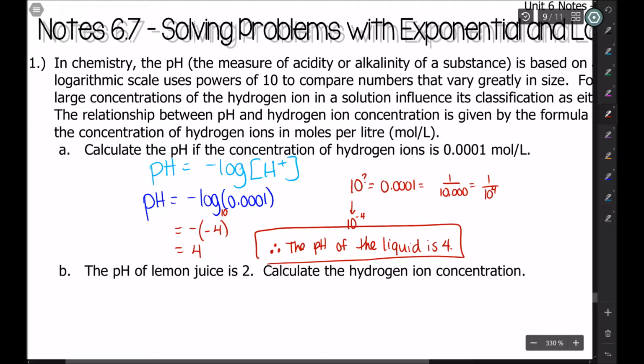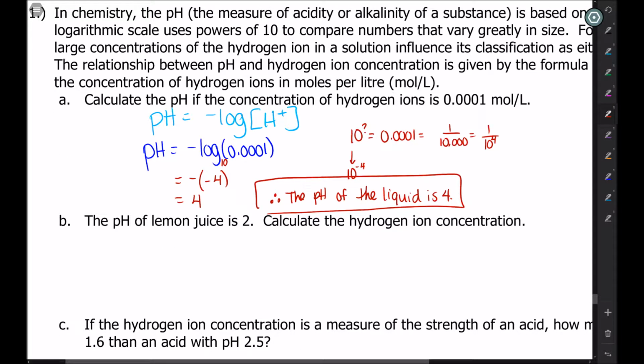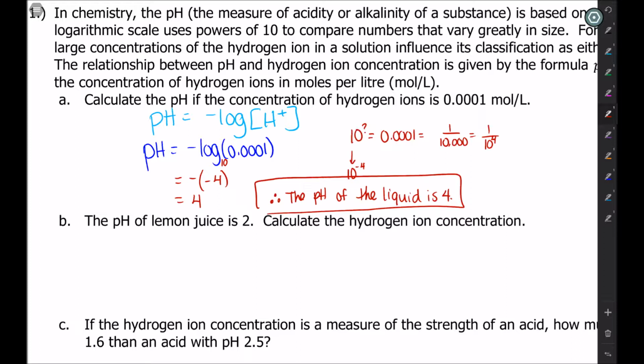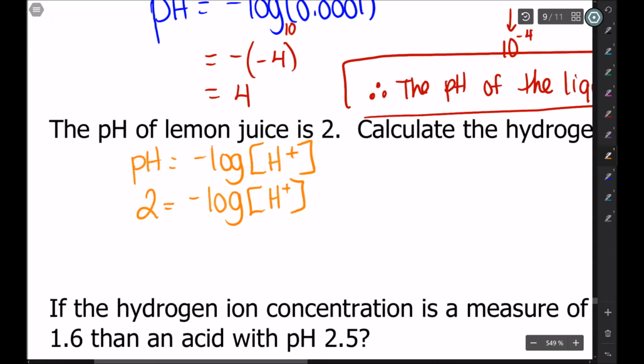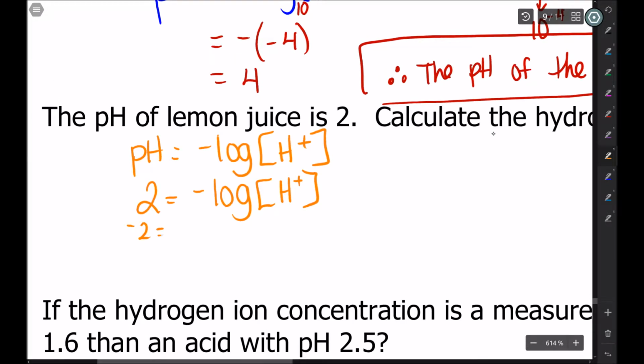So now question B says the pH of lemon juice is 2. Calculate the hydrogen ion concentration. So this time, given the pH, I'm still going to use this equation, where pH is equal to negative log base 10 of H plus. And here I know that the pH is 2. So I'm going to say 2 equals negative log of H plus. Well, I want to isolate this log right here, so I'm going to divide both sides by a negative. So I can say negative 2 is equal to log of H plus.